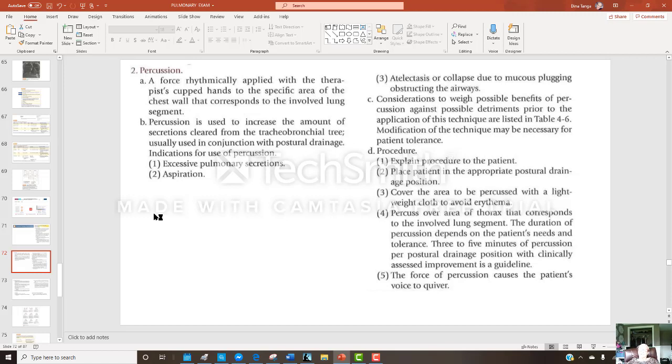Cover the area to be percussed with a lightweight cloth to avoid erythema. Percuss over the area of the thorax that corresponds to the involved lung segment. The duration of percussion depends on the patient's needs and tolerance. 3 to 5 minutes of percussion per postural drainage position with clinically assessed improvement is a guideline. The force of percussion causes the patient's voice to quiver.